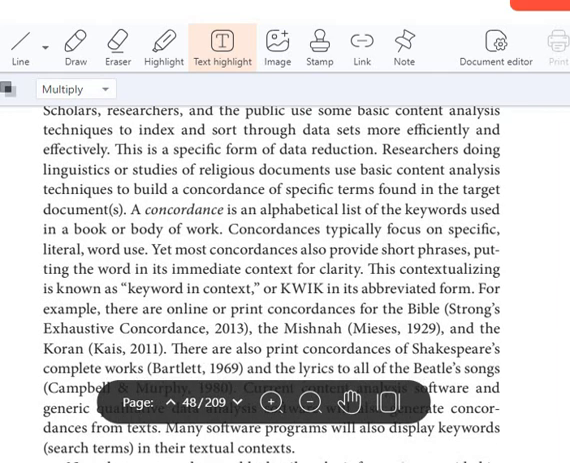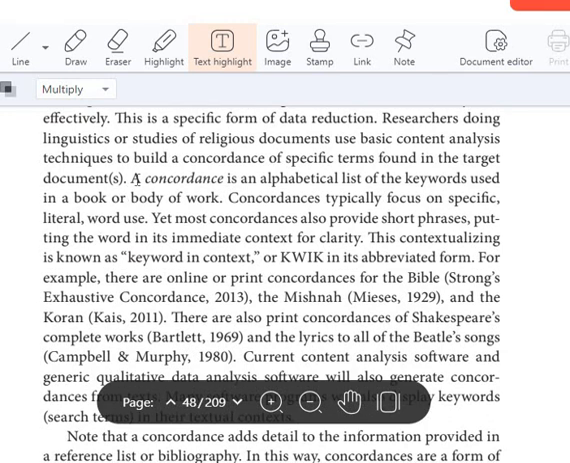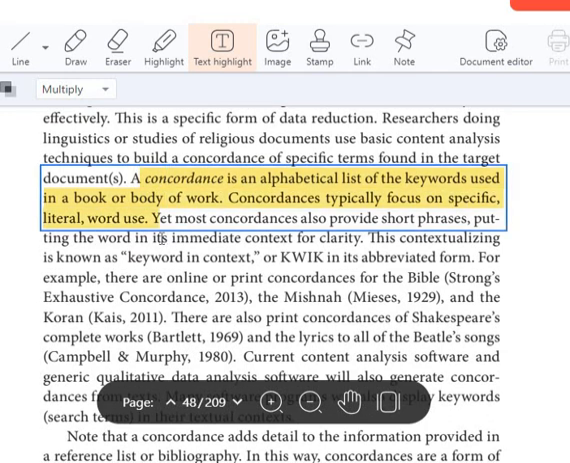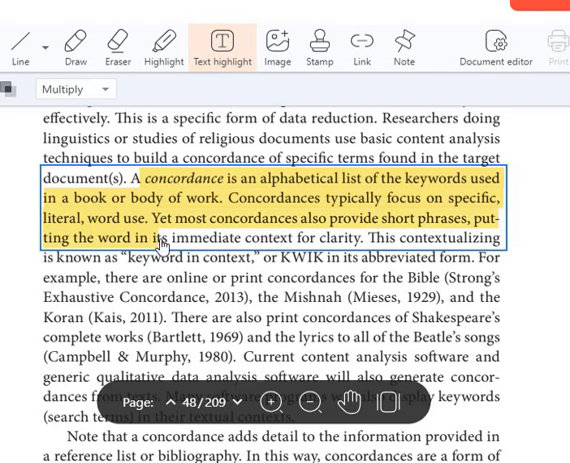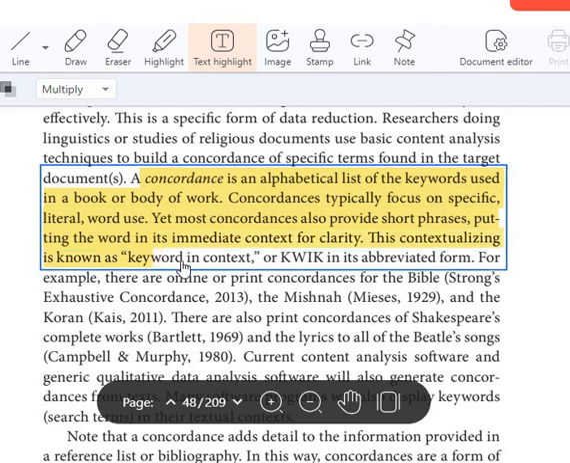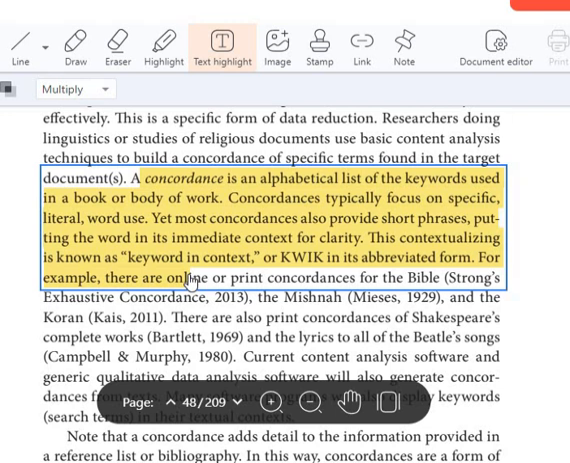A concordance here, this is a definition, is an alphabetical list of the keywords used in a book or body of work. They focus on a specific literal word use. Yet most concordances also provide short phrases, putting the word in its immediate context for clarity. Okay, it is actually known as keyword in context, or KWIC in its abbreviated form. So this is so important. You know, keyword in context. This is another name for a concordance.